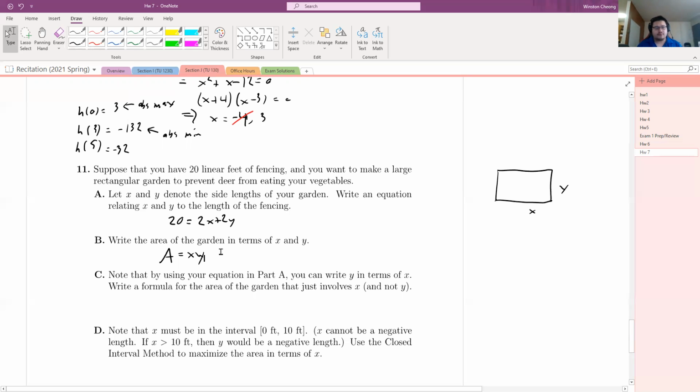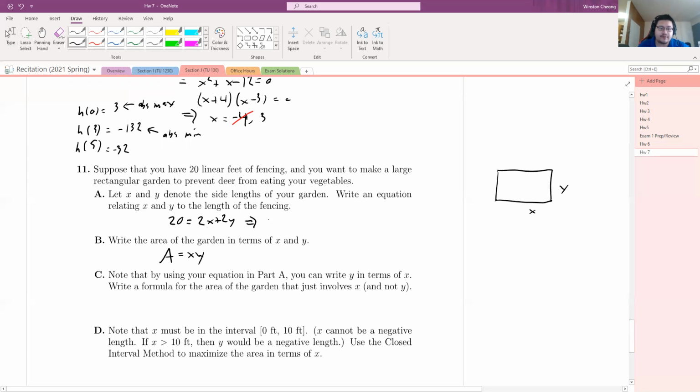But here, Calc 1, we only deal with functions of one variable for optimization. And so what we need to do is actually rephrase this as a function of one variable. And the key thing that lets this happen is this part A. Part A gives us a relationship between x and y, which we will discover now.